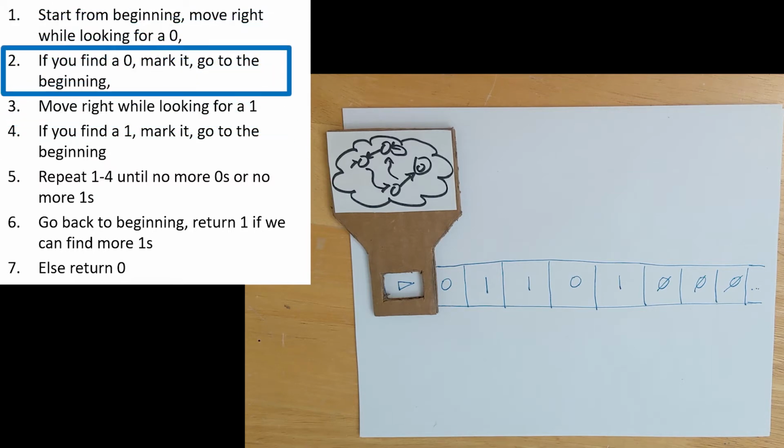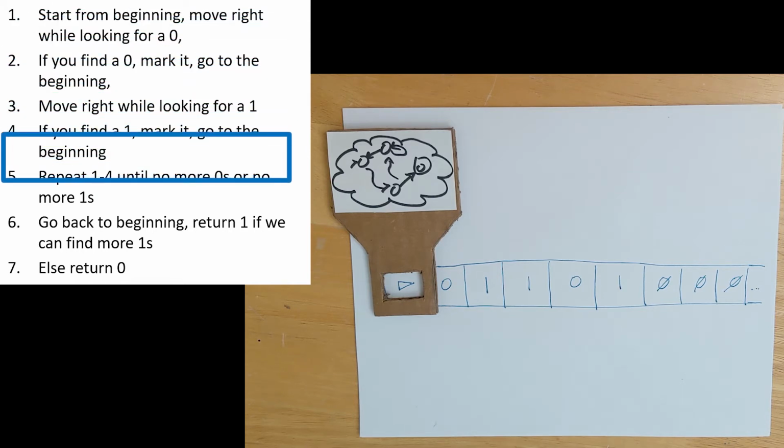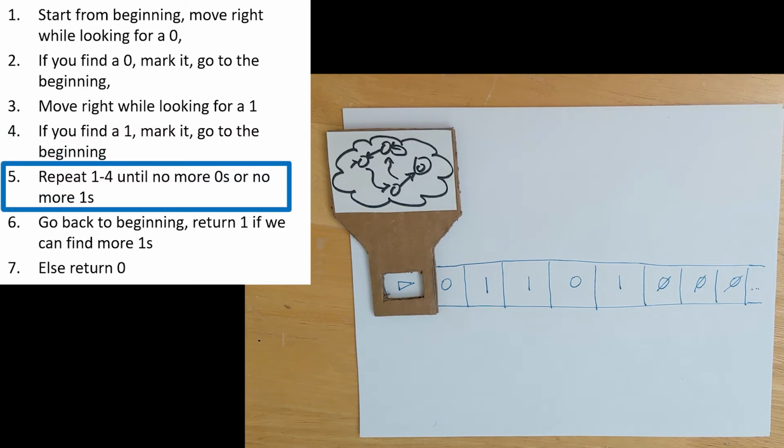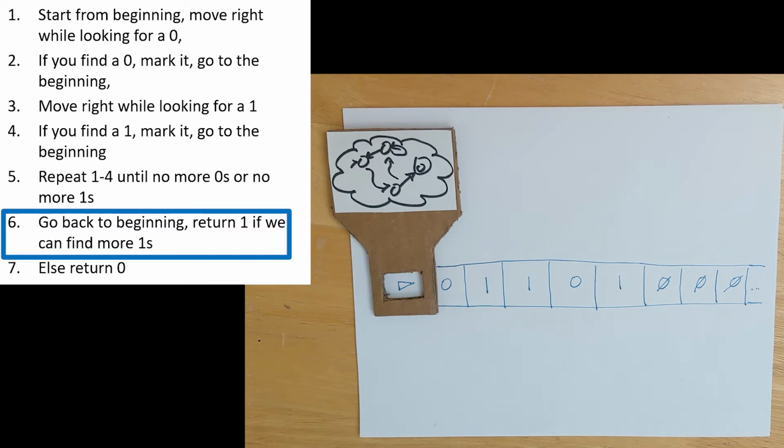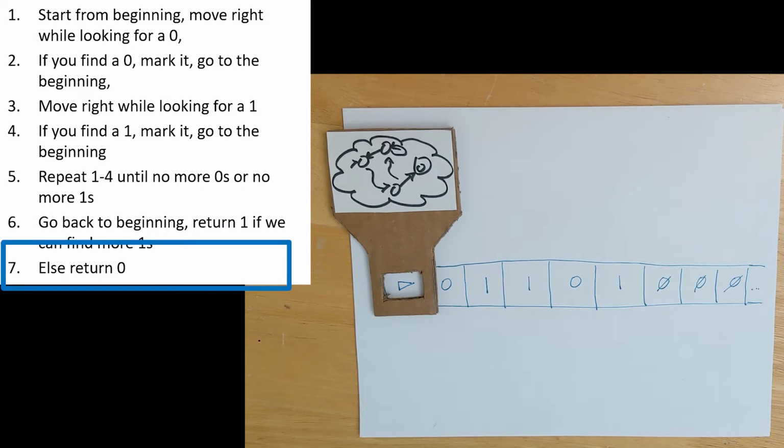It's going to find a zero, mark it off, go to the beginning, find a one, mark it off, go to the beginning, and repeat this over and over again until eventually it's not going to find any more zeros or it's not going to find any more ones. If it runs out of zeros, it's going to go back to the beginning of the tape and look for a one. If it finds a one, we return one. If it doesn't find a one, then that meant that there were at least as many zeros as there were ones. And so we're going to return zero in that case. We're going to reject the string. And if at any point we got into a situation where we had a zero but we're unable to cross off a one, there are no more ones left to cross off, then in that case we reject as well.